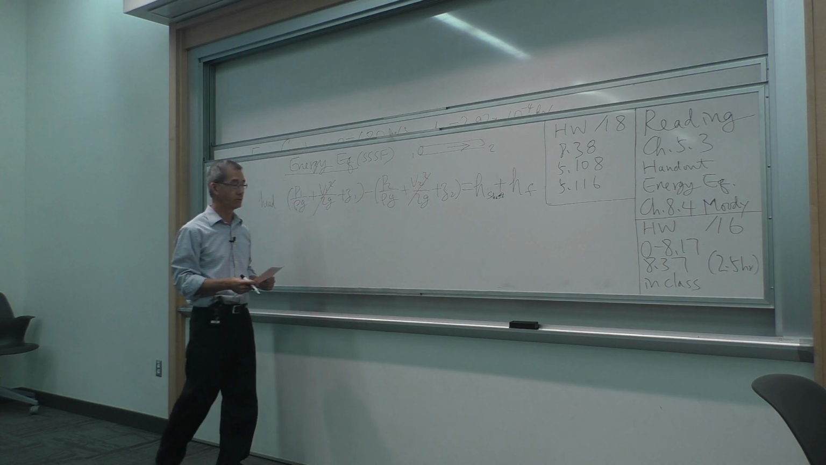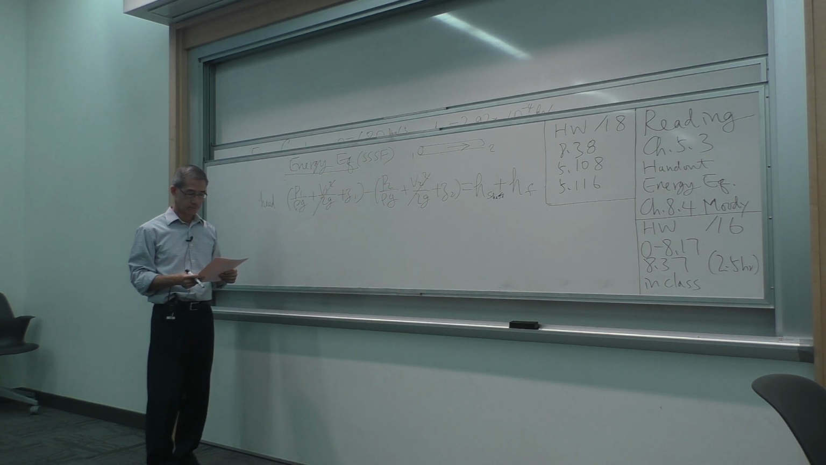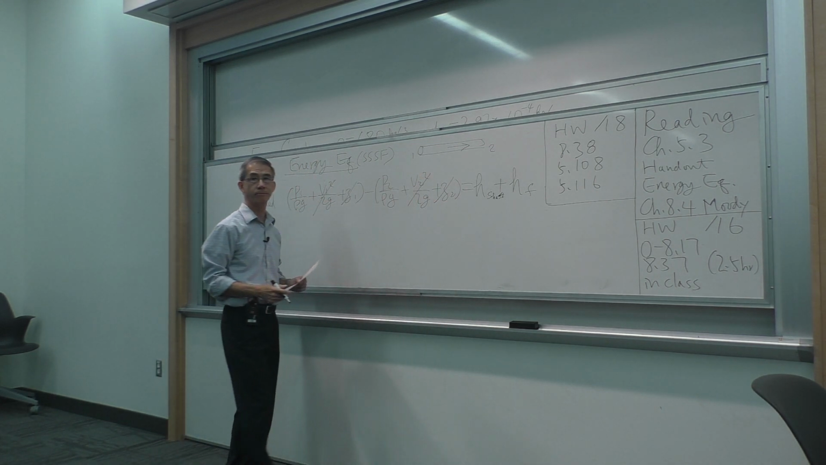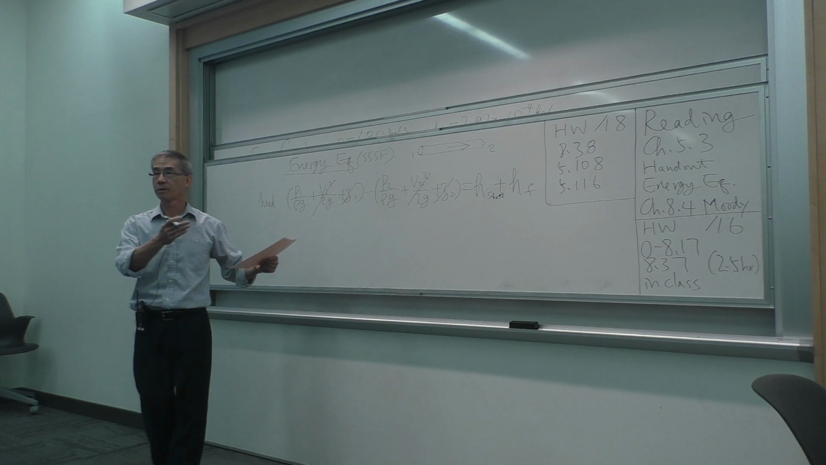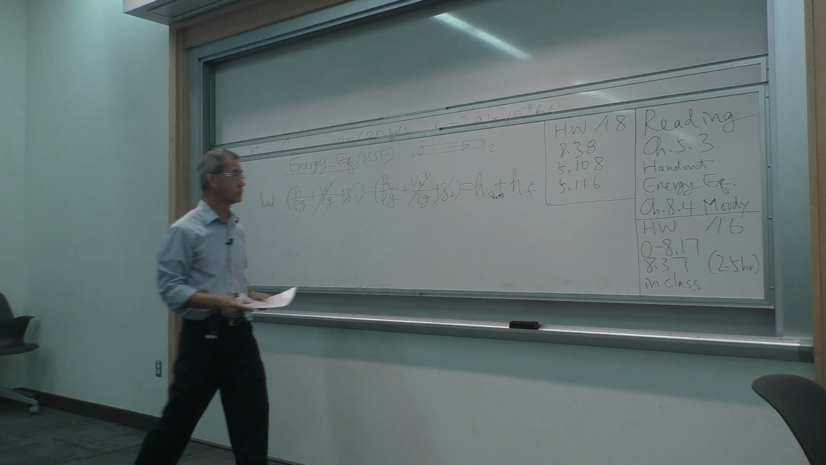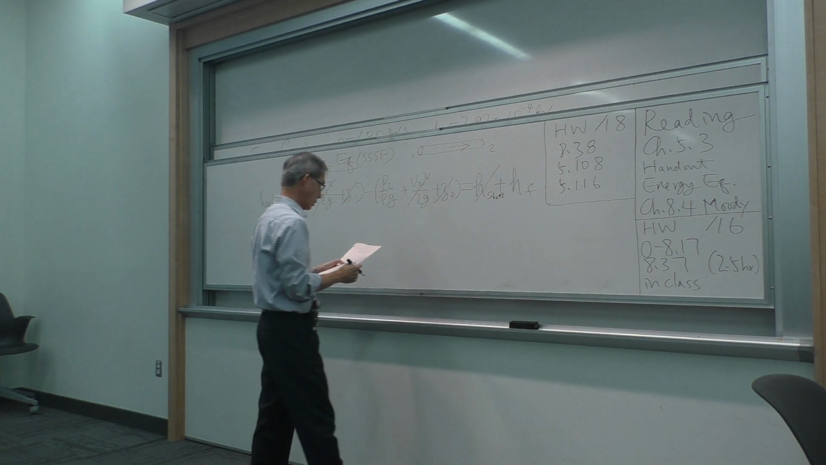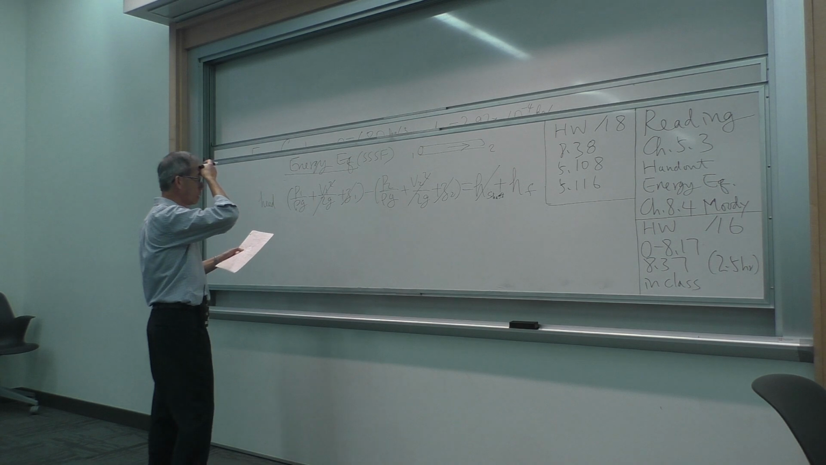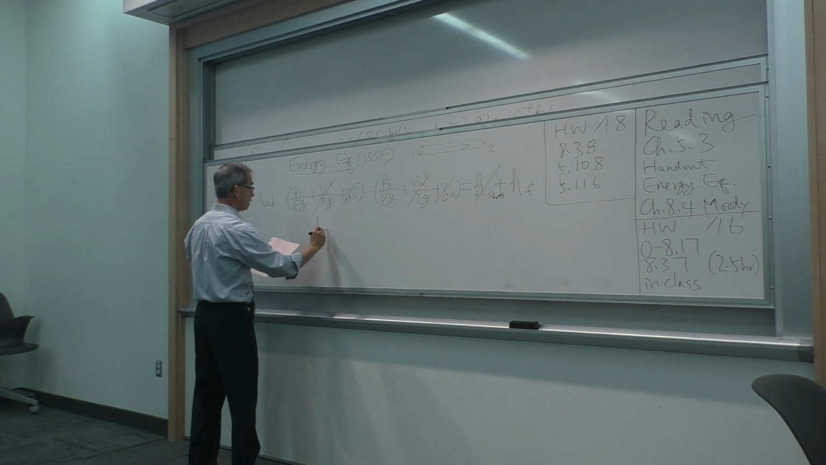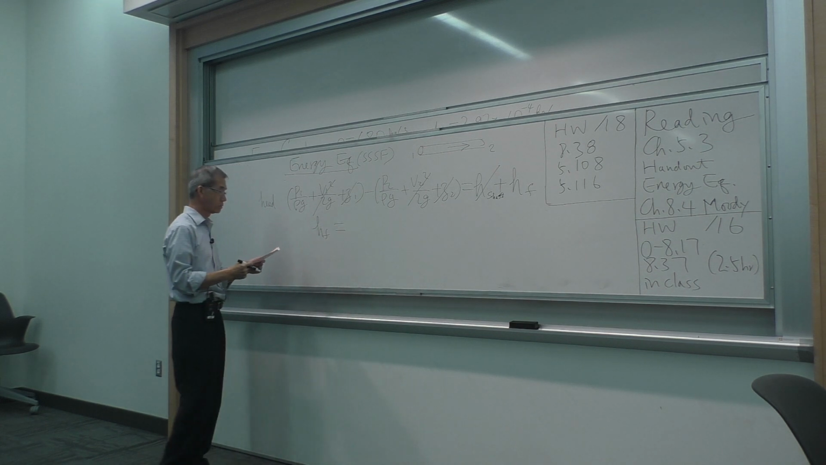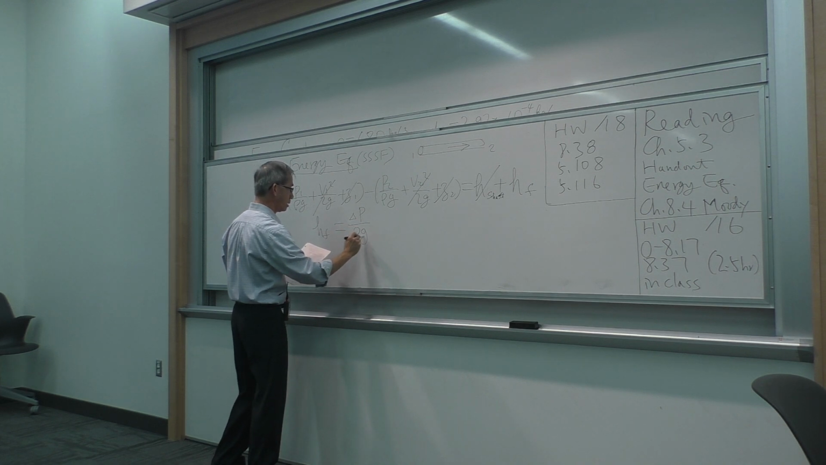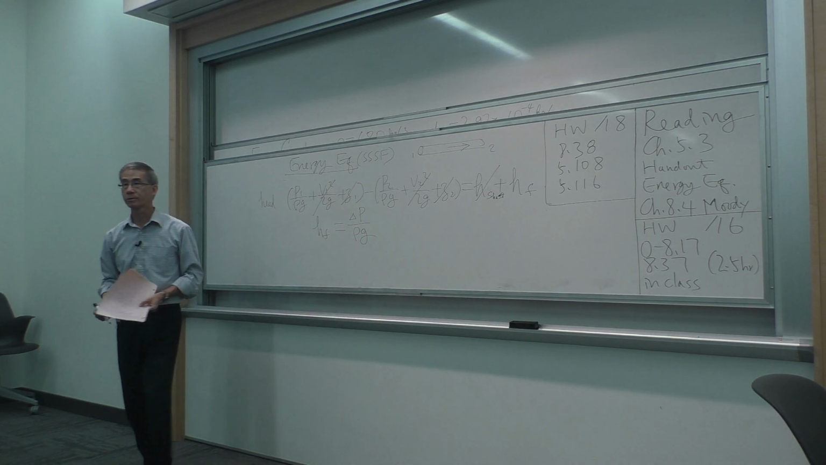What else can I neglect? No change in elevation, horizontal pipe. Any shaft work in this inlet and outlet, or just this section of pipe? No, there's no pump or turbine. So that allows me to express my head loss due to friction purely as a pressure drop, and it's nothing but rho g h.